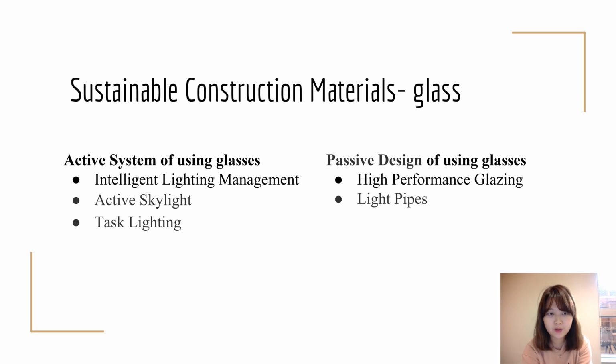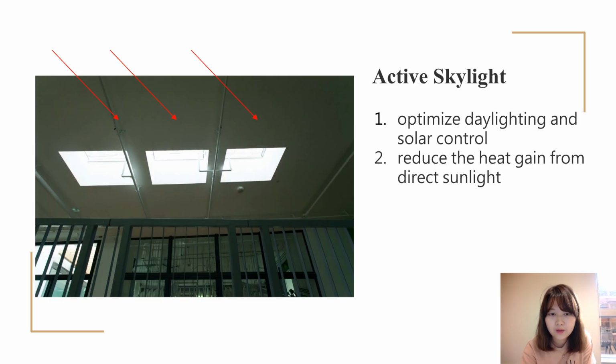In this building, there are active systems and passive design of using the glasses. There are intelligent lighting management, active skylight, task lighting, and also the high performance glazing and light pipes. For example, take a look at the active skylight. It optimized daylighting and solar control. It can effectively reduce the heat gain from direct sunlight.